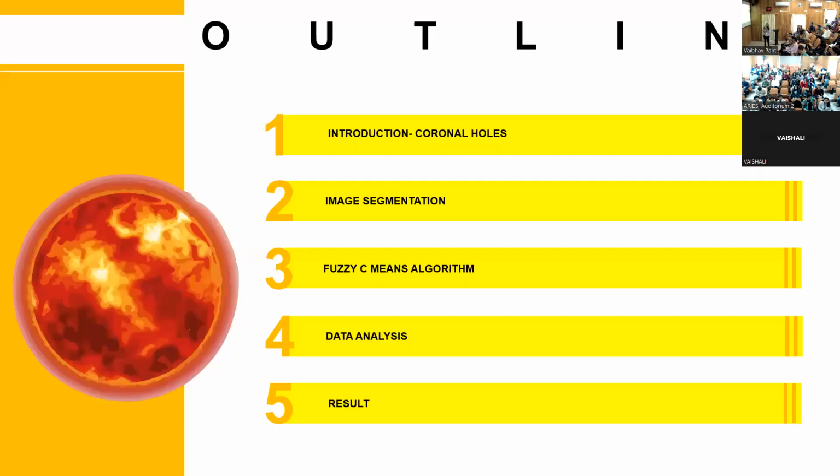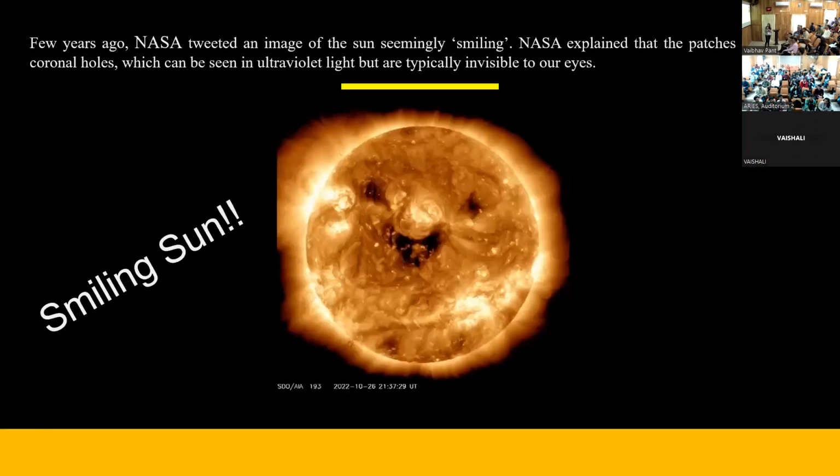This is the outline of our presentation. Firstly, I will introduce you to coronal holes. Then we will talk about image segmentation, followed by the fuzzy C-means algorithm. We will then talk about the data analysis and finally the results. You might have seen this picture. Last year it was posted by NASA. It showed dark patches, which are called coronal holes. I will be explaining this in the next slide.